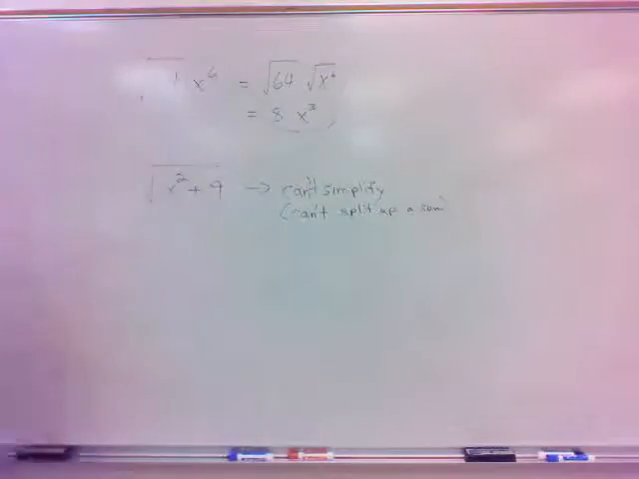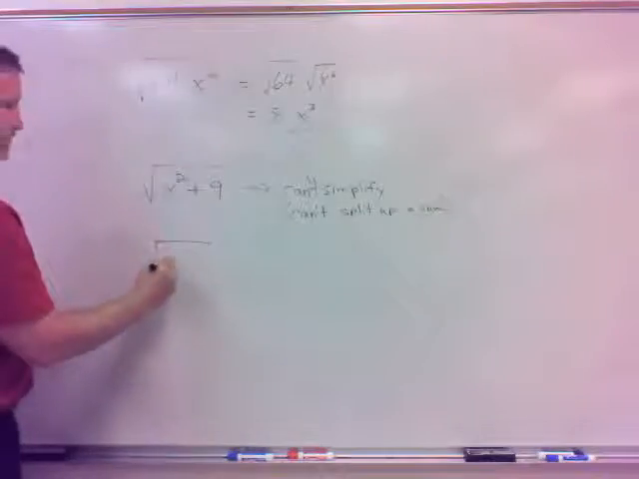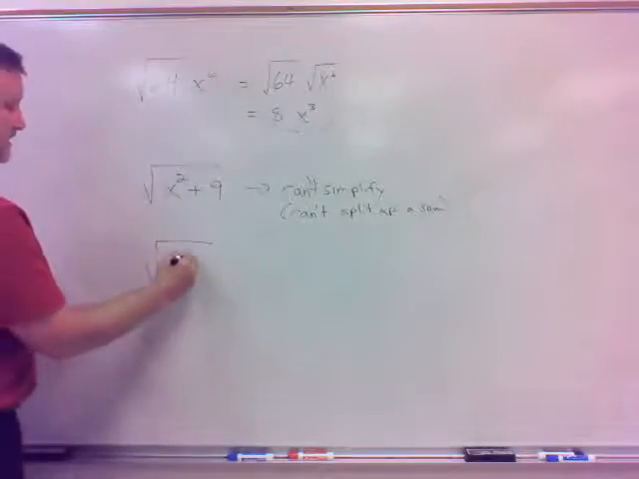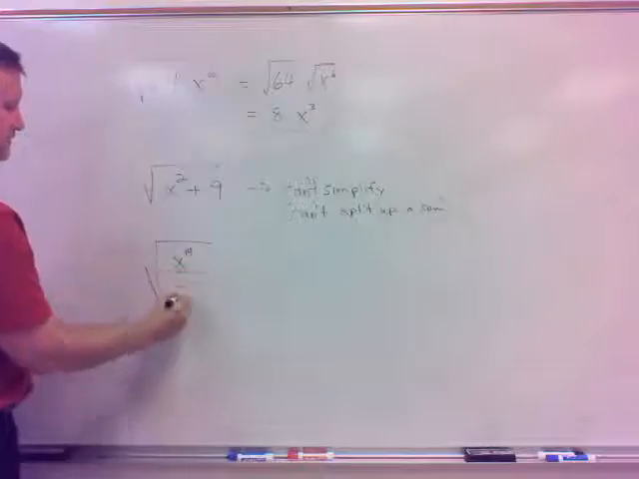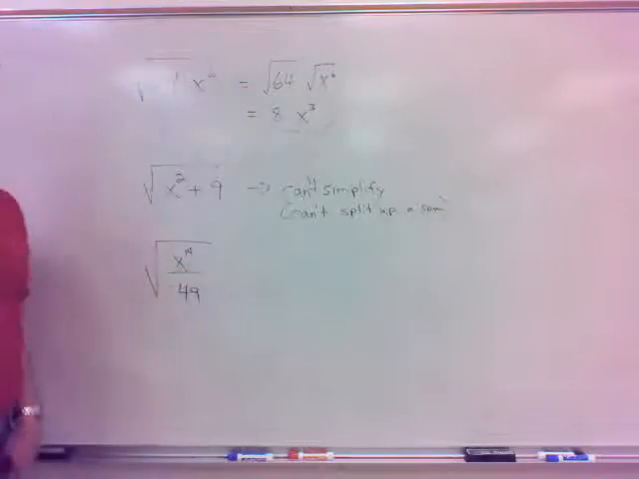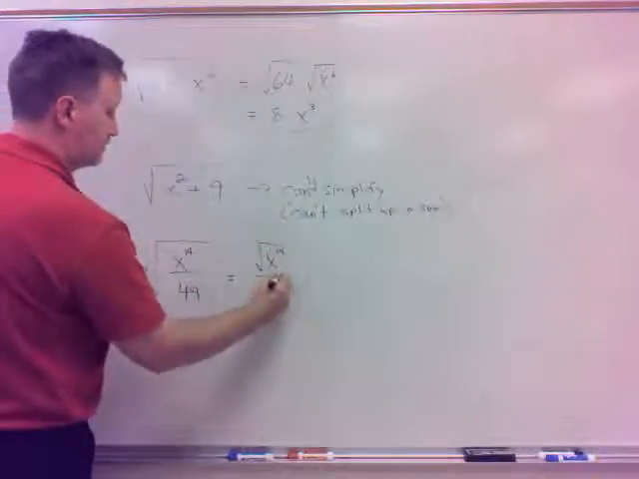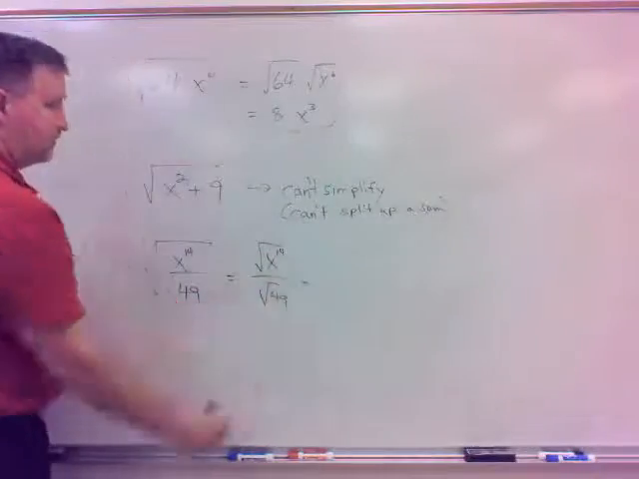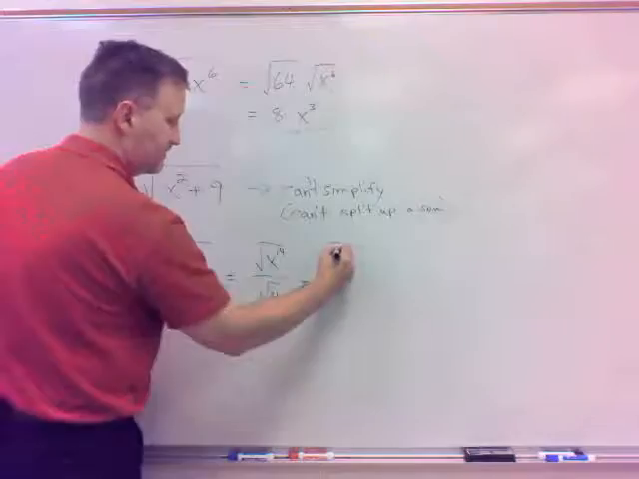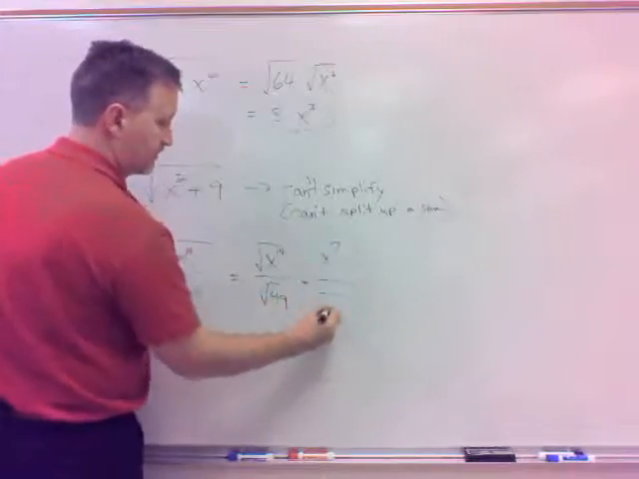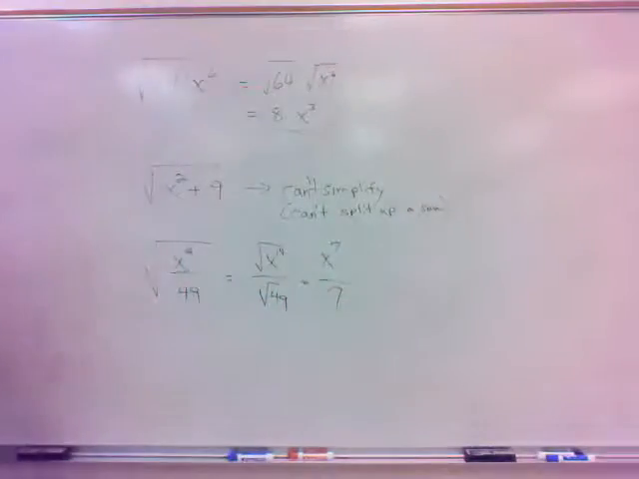And I went through an example last time showing you that it just doesn't work. The numbers just don't work out for a sum. And then what about this one? Can I split it apart? What if it was x to the 14th divided by 49? I can split that one apart. Square root of x to the 14th over square root of 49. X to the 7th here, divide the power by 2 here. Square root of 49, you get 7. That's another one you can split apart.